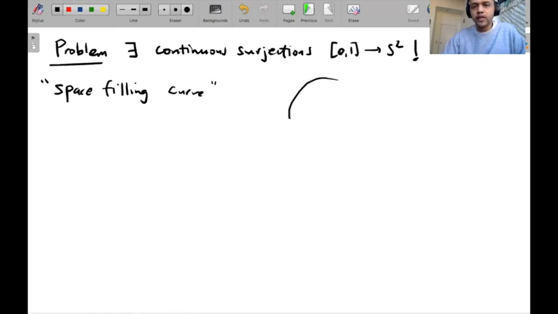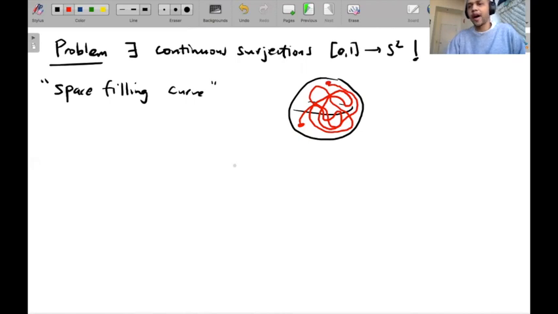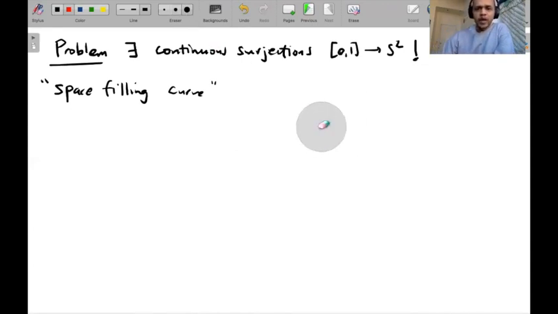Like I said, it defies intuition because any drawing you make, the image of the unit interval is compact. So anything you draw, at some point you're going to stop and you're not going to cover everything. So this picture here is not space filling. But let me explain how you get such a thing.